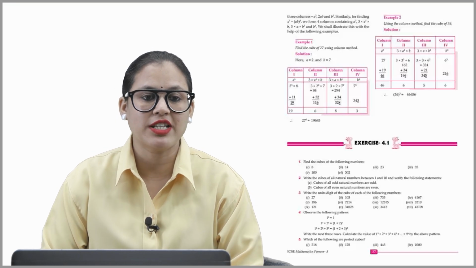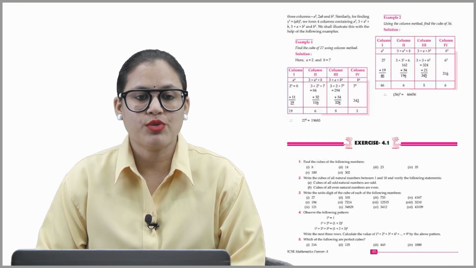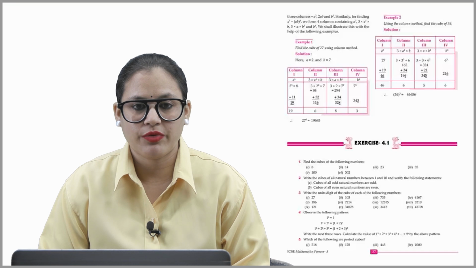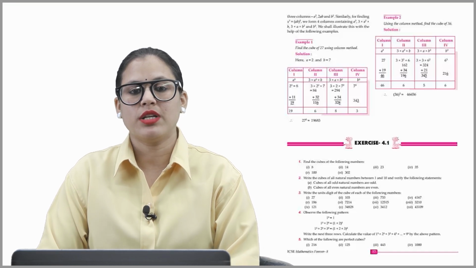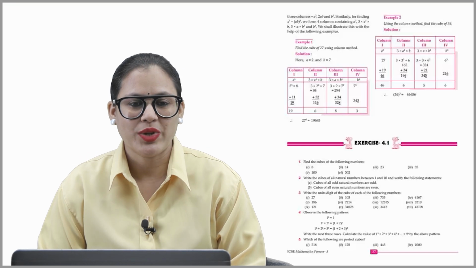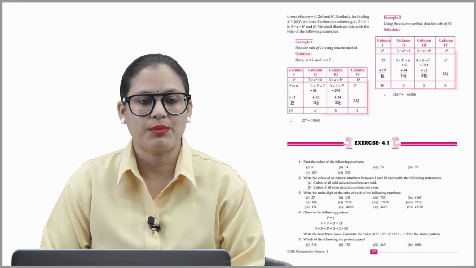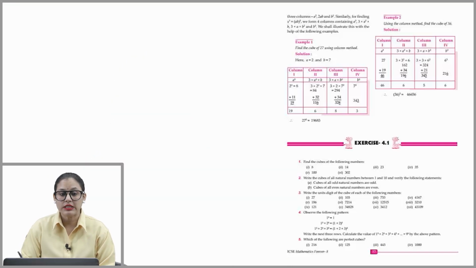Similarly, for finding x cube, which is equal to (ab) raised to the power 3, we form 4 columns containing a cube, 3 into a square into b, 3 into a into b square and b cube. So we shall illustrate this with the help of the following example. Okay, so here we have to find the cube of 27 by using the column method.